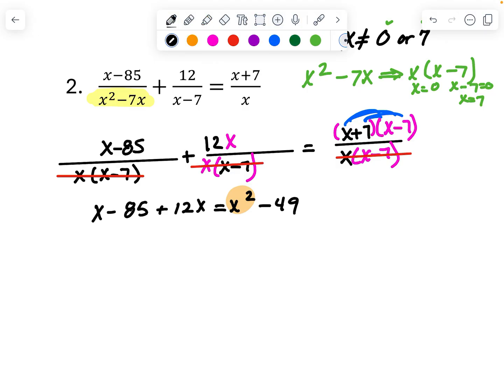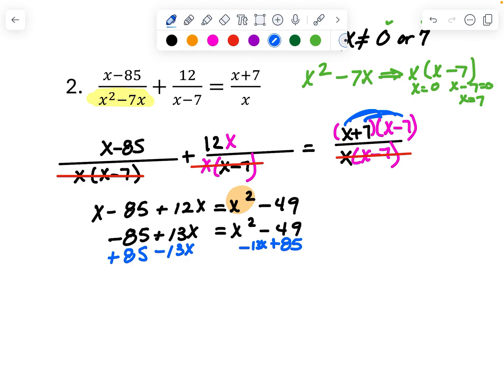So we combine like terms. We have negative 85 plus 13x equals x squared minus 49. I'm going to add 85 to both sides and subtract 13x from both sides. And that's going to give me x squared minus 13x plus 85 minus 49. 15 minus 9 is 6. 36 equals 0.